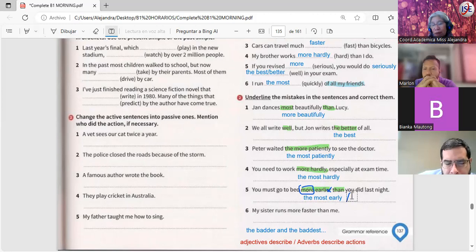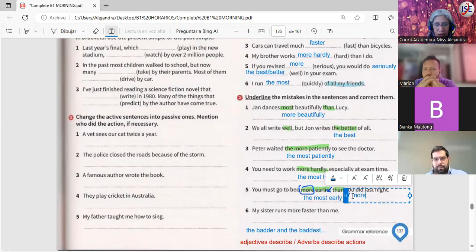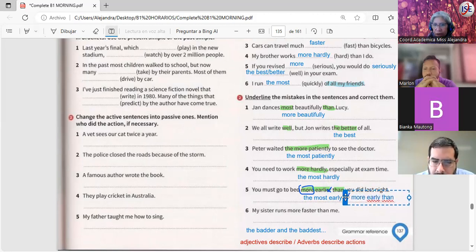If you want to make it a comparison, more early than. Why more early and not earlier? Because we're talking about adverbs, not adjectives.